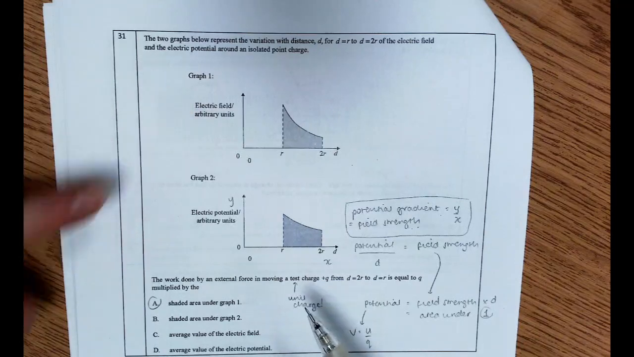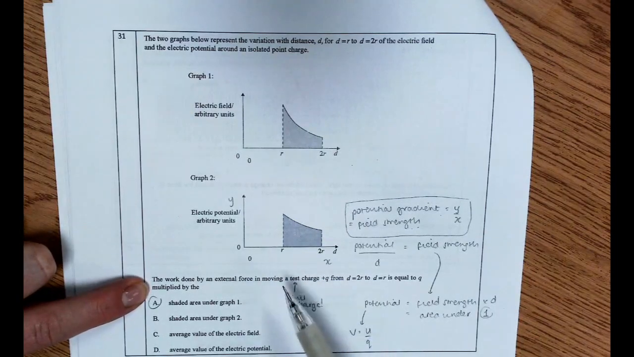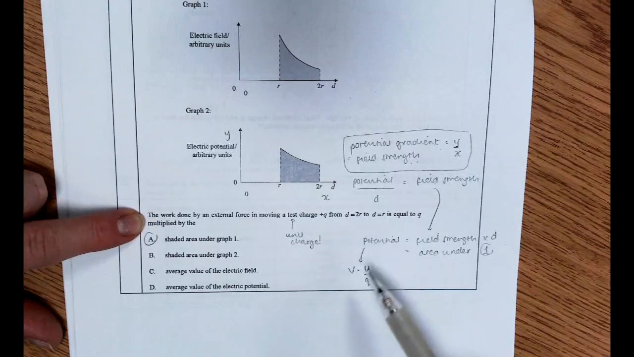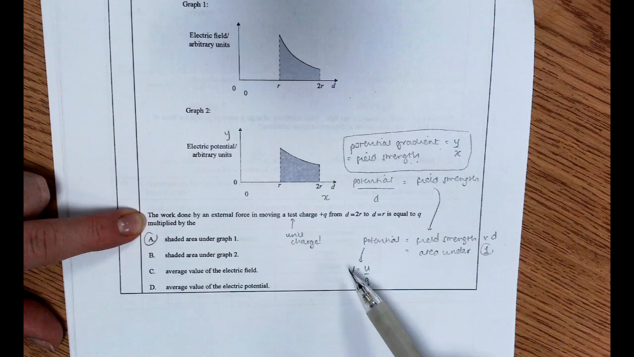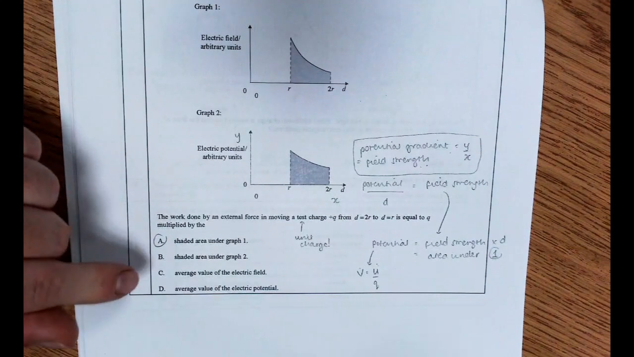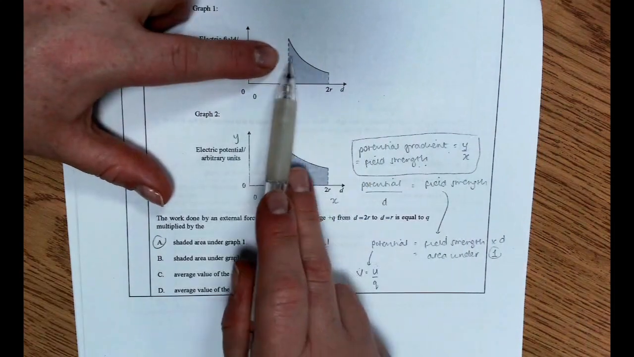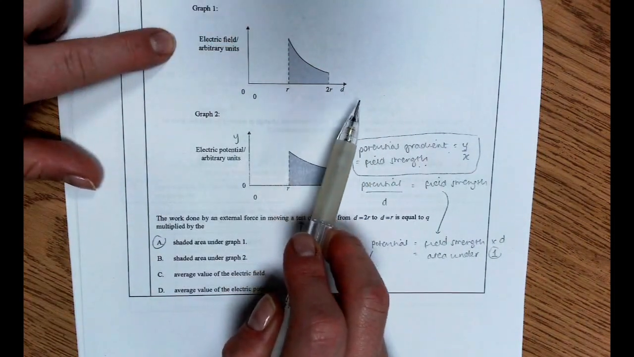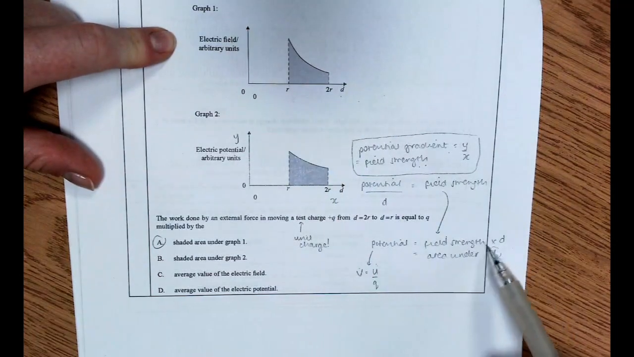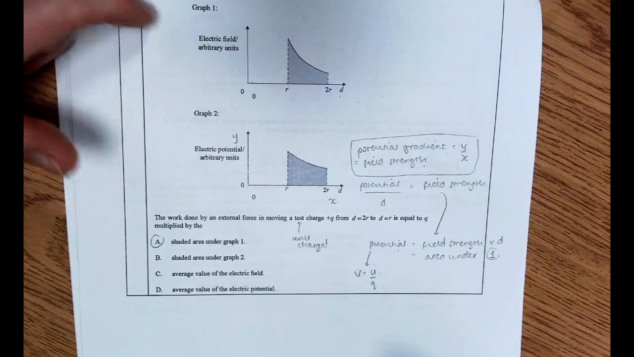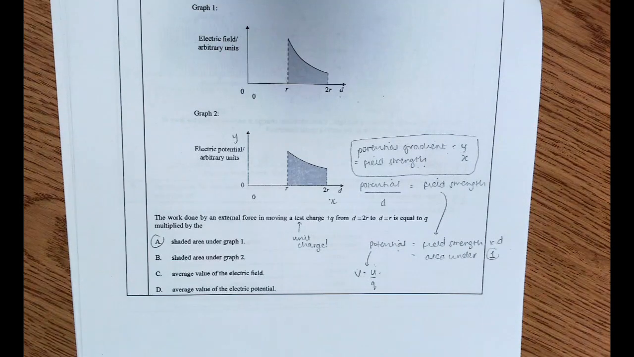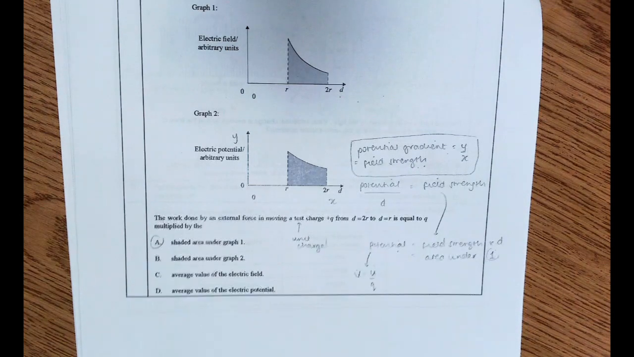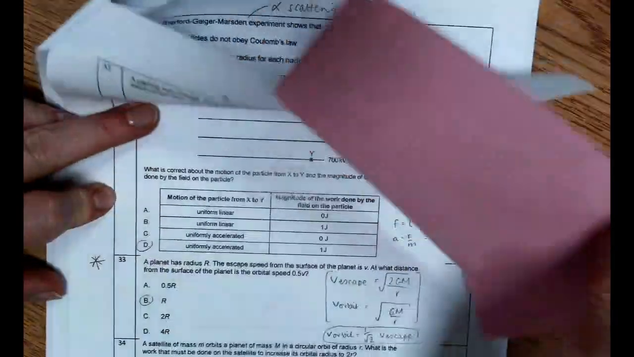It's asking for the work done in moving a test charge. Potential is energy per unit charge. So because I have a test charge, the potential value is the potential energy value. Field strength multiplied by distance gives me the potential, which therefore gives me the potential energy change, so the work done. So I'm just finding the shaded area under graph 1. Ran out of space for that one.